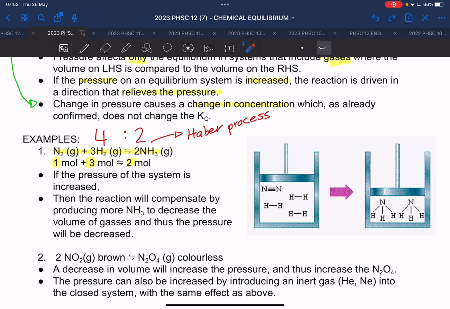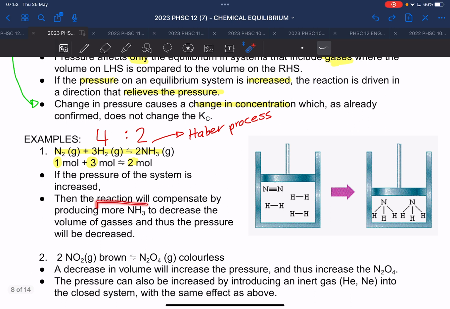All right, so it says that if the pressure on the system is increased, meaning the volume decreases, then the reaction will compensate by producing more ammonia to decrease the volume of the gases, because there's 2 moles instead of 4 moles. And thus the pressure will be decreased.